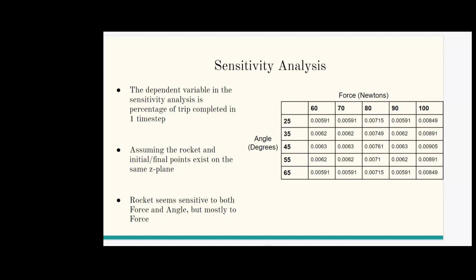or sorry, at 80 newtons and 45 degrees, you can see that it completes less of the trip on course at 80 newtons than it does at 100 newtons and 65 degrees, so off course. It still completes more of the trip. So we learned from this analysis that it's very important for the force to be as large as possible, even if it creates oscillations, because the trip is completed faster.